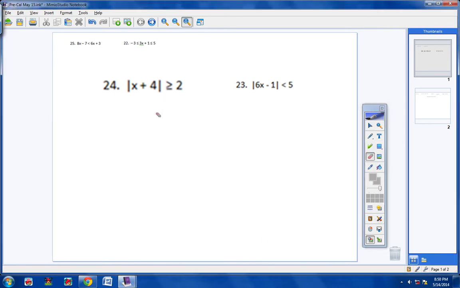So let's take some really good notes on these. First of all, do remember, before we get started, you always want to isolate the absolute value first. Please, please don't forget that. Isolate the absolute value. Okay, now if you look at this number here, it's already isolated. If you look at this problem here, number 23, it's already isolated. But if it wasn't, do that first.